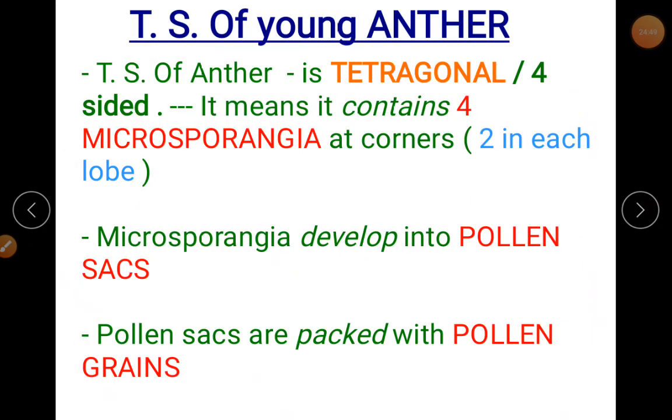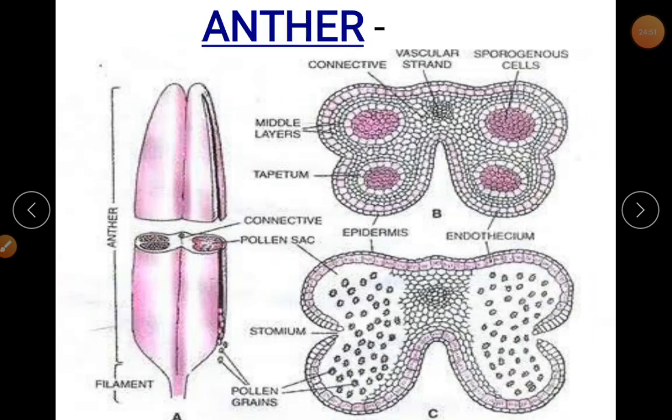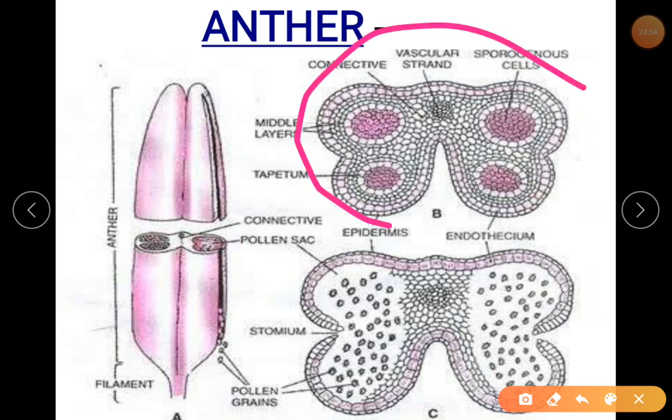Coming to the TS of young anther, now remember, this is the TS of young anther. We are going in detail. Just before we go into details in the theory part, let me make you clear with the diagram here. You can see here something dark. That little dark portion is your connective, where vascular bundles are present to send nourishment and water to the anther. So that's why there is a vascular strand which we call the connective.